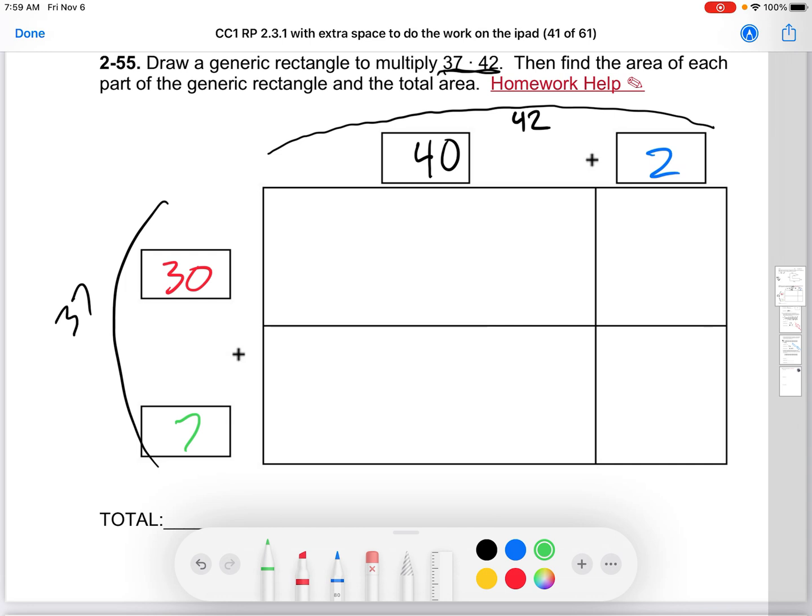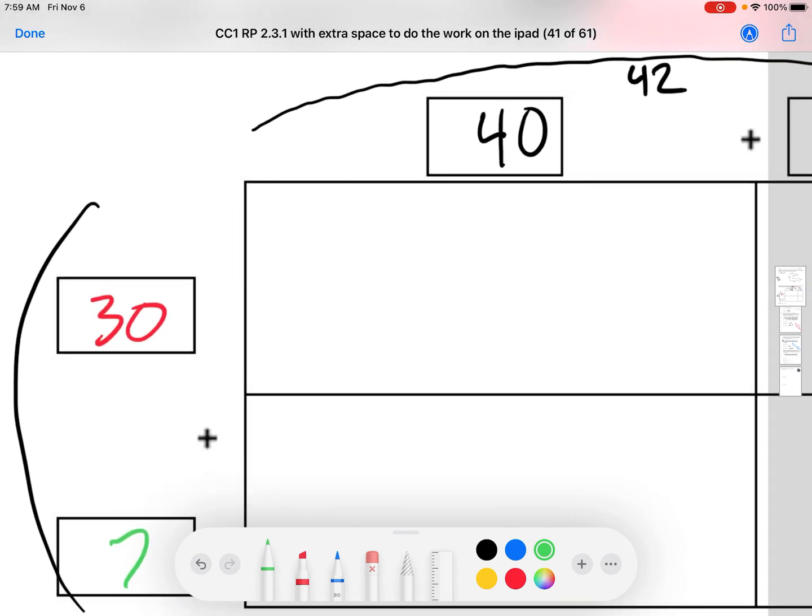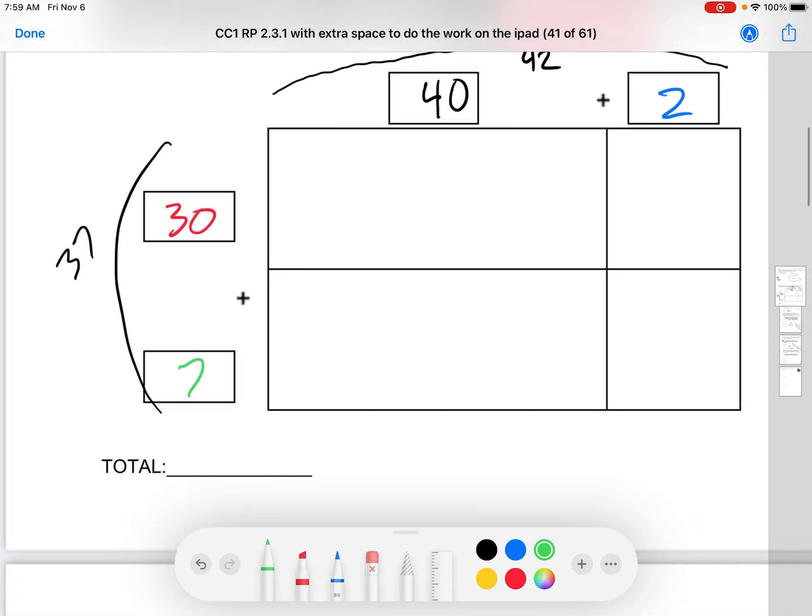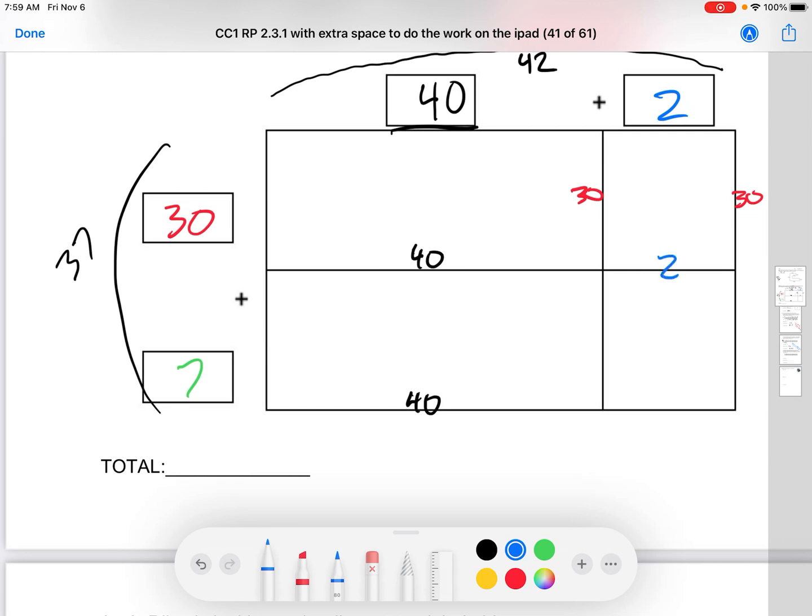Since this length is 40, this one is 40 too. All those are the same length. I know it's not drawn to scale. If this left one is 30, then that one is 30, and this length is 30. If the top one is 2, this one is 2, and the bottom one is 2. Lastly, the green one: 7, 7, and 7.